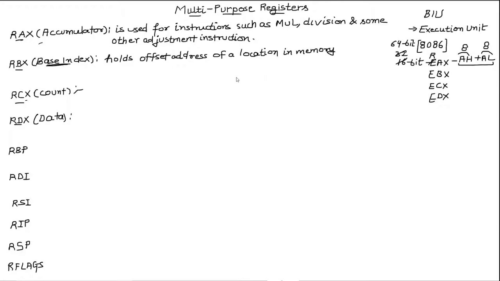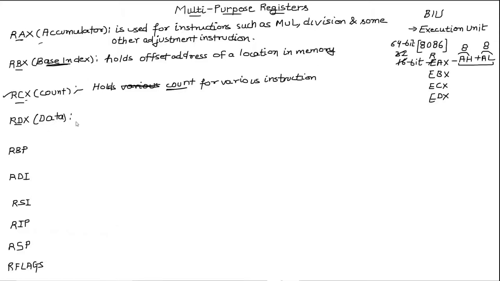The next one is the count register, which basically holds the count for various instructions. This register is useful when we want to count the number of instructions, or maintain a variable count so that we can go from one instruction to the next. We will see the implementation of the RCX register in the coming tutorials. For now we know that it is used to hold the count for various instructions.